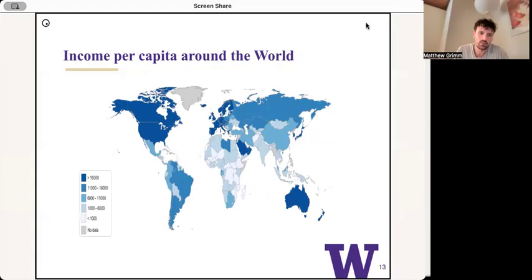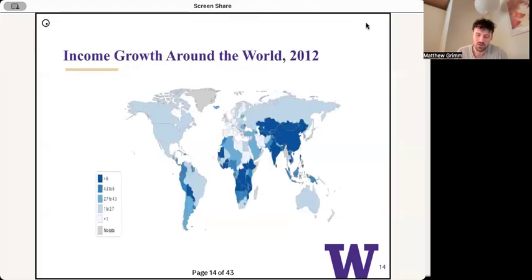Okay, next thing we're going to look at is the income per capita around the world. This is kind of just an indication of the nations that are doing better than others. Nations that are more developed, such as Europe, the United States, Canada, and Australia, are in the dark blue, so they're in the top section here, and nations in lighter blue or even white have lower income per capita around the world.